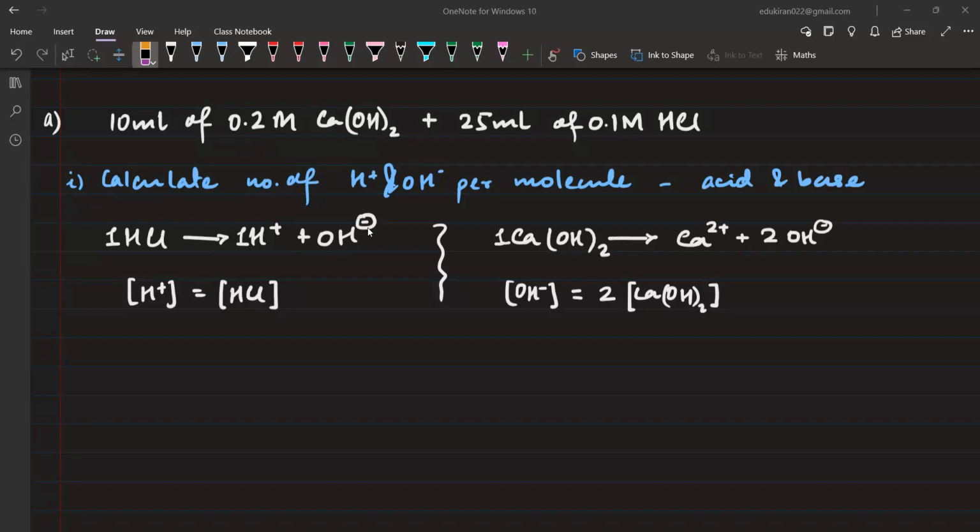Now after this, the second thing that you have to determine is the number of moles of H positive and OH negative. Number of moles of H positive and OH negative, and here we will use this formula that molarity is equal to number of moles by volume.